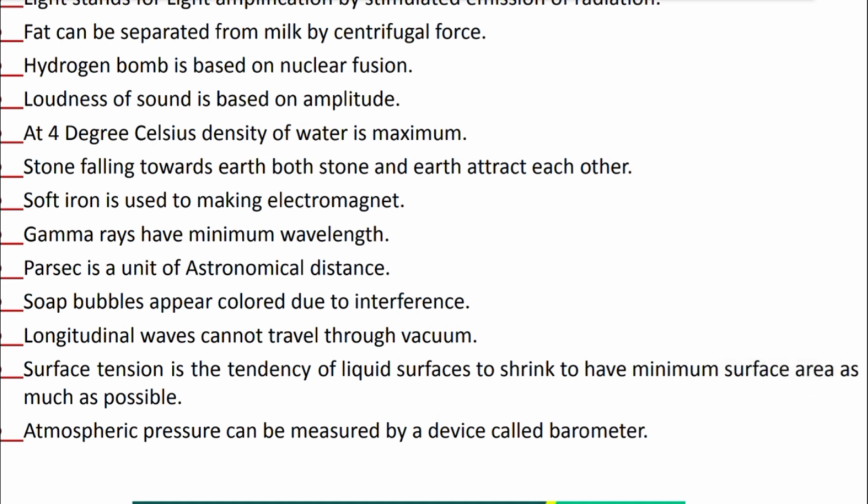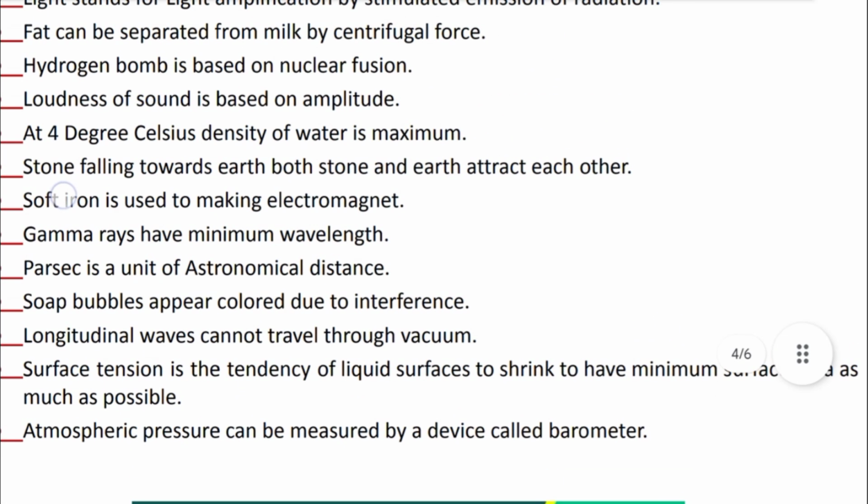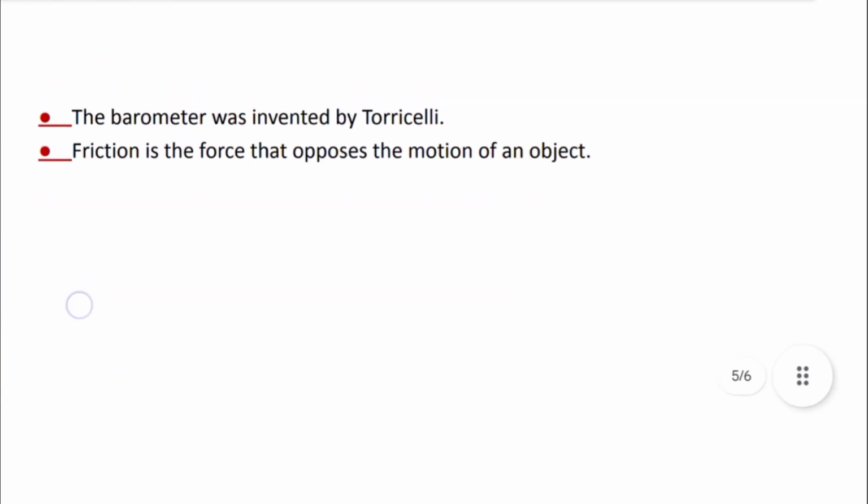Gamma ray has minimum wavelength. Parsec is a unit of astronomical distance. Soap bubble appears colored due to interference. Longitudinal wave cannot travel through vacuum. Surface tension is the tendency of liquid surface to shrink to have minimum surface area as much as possible. Atmospheric pressure can be measured by a device called barometer. A barometer was invented by Torricelli. Friction is the force that opposes the motion of object.